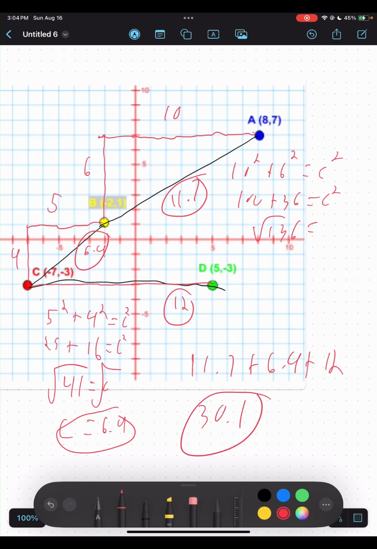And that's whatever units this is in. I don't think I gave it units, meters, miles, whatever. 30.1 of whatever units our grid is. 30.1 squares, effectively. All right, wonderful. Wonderful job.